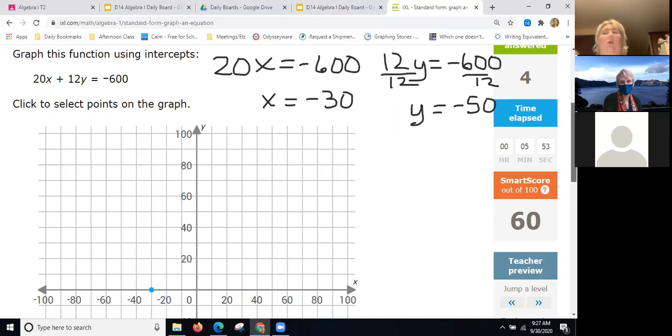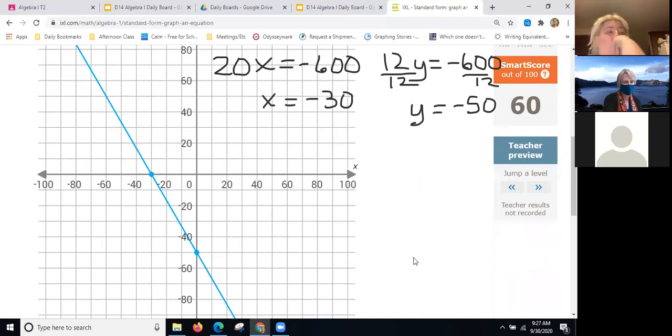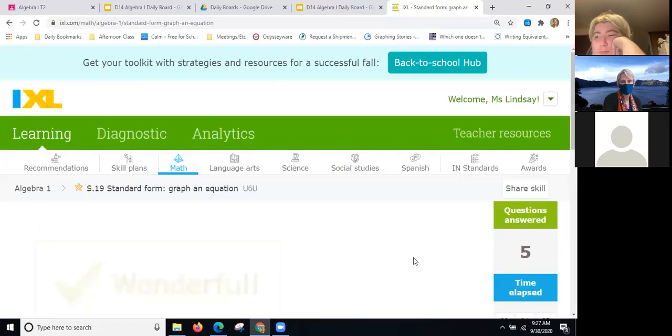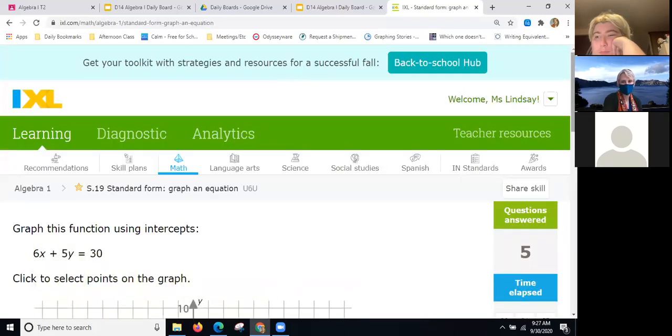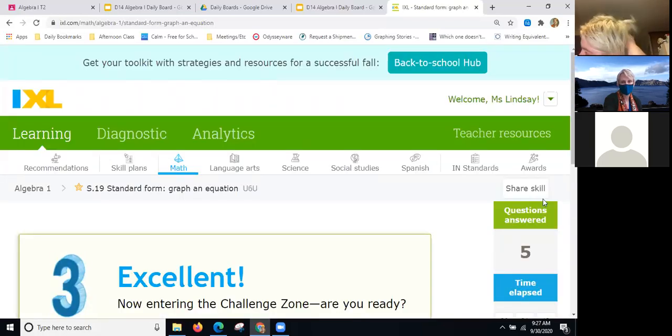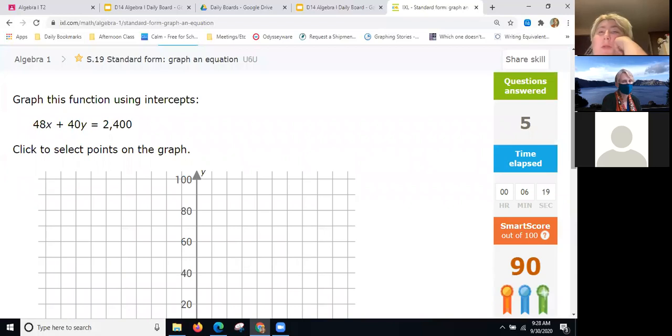And so I've got to scroll down here, negative 50. And then once I have both of them, it's automatically connecting them with the line for me, of course. Well, let's see. Try jumping up. And if I jump another level, it takes me to 90. But if you look at that question, it's really still not any harder, because it's still just divide by the x, divide by the y.